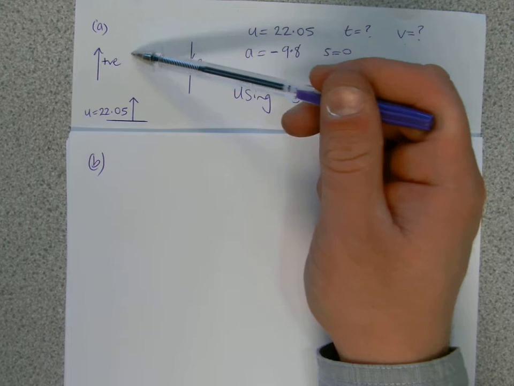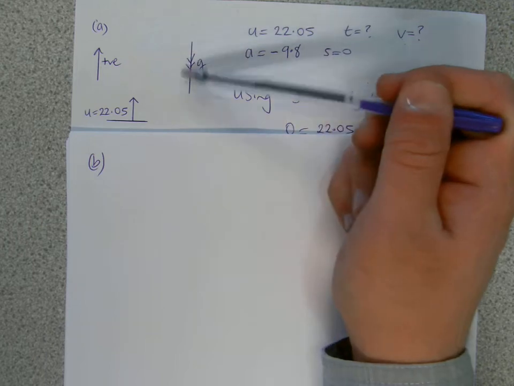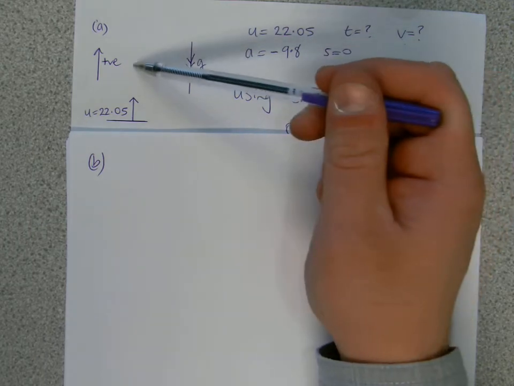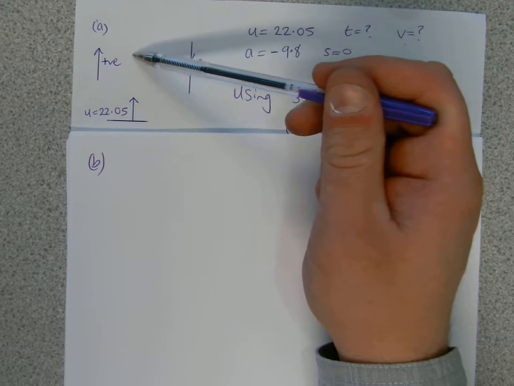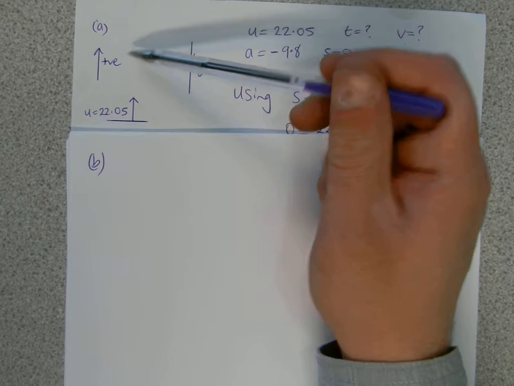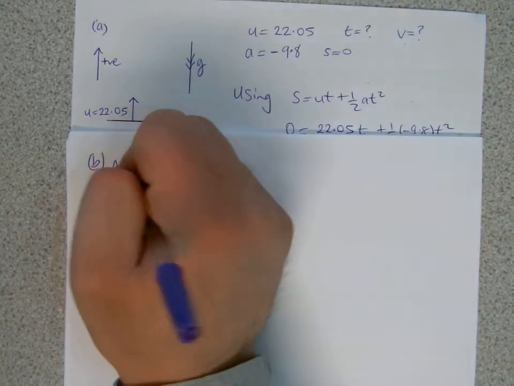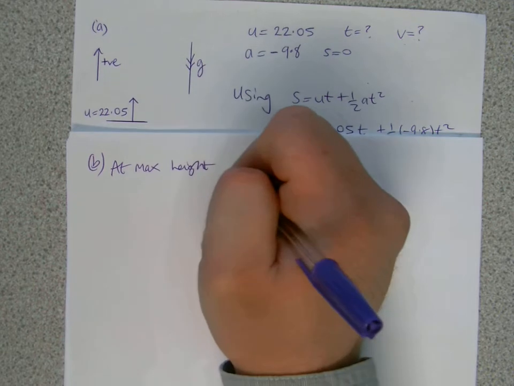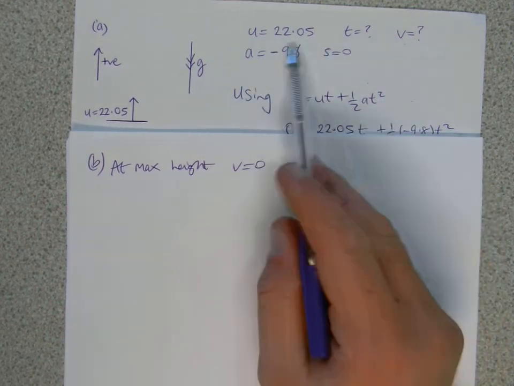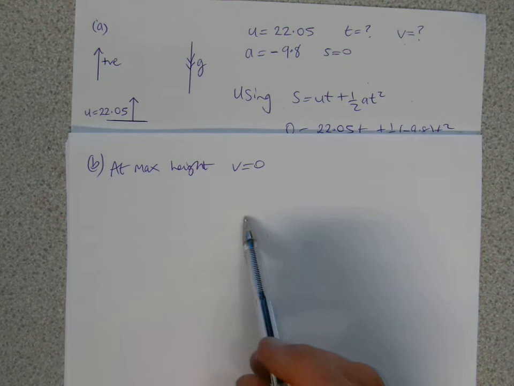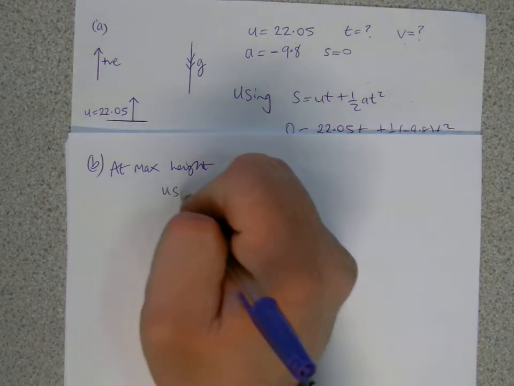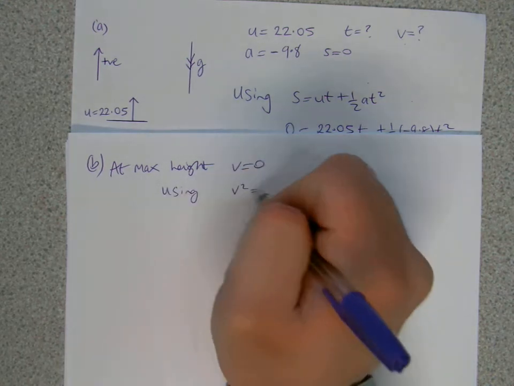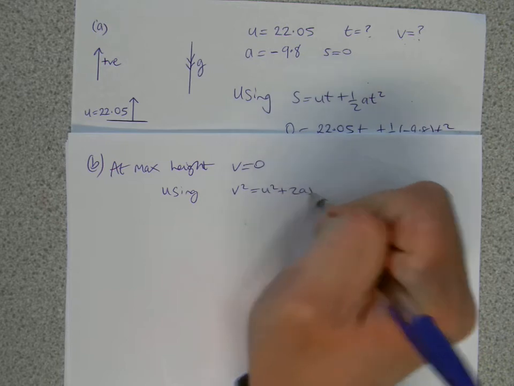But what eventually happens, because gravity is working against it, slowing it down, it will obviously slow down until it reaches its max height. And at the max height, its speed is going to be 0. So we can say at max height, its final velocity, if you like, will be 0. We can use these initial conditions to work out what the height is. So perhaps we can use v squared equals u squared plus 2as.